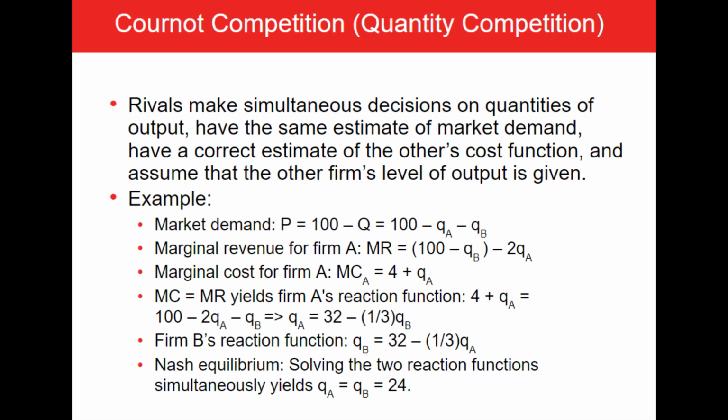When each company makes a decision, it is the decision on the quantity of output. So Cournot competition is often called quantity competition, as the decision each company makes is the quantity of output.